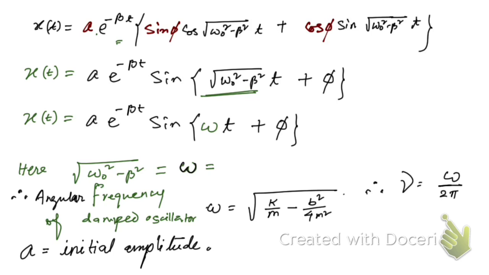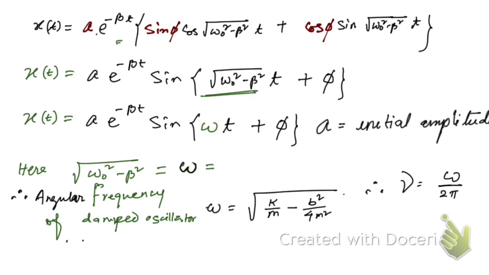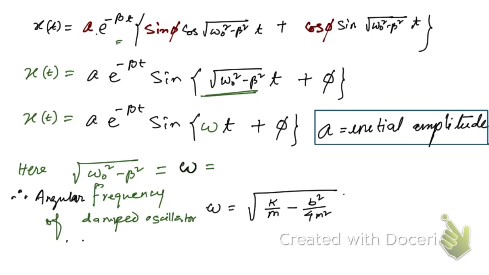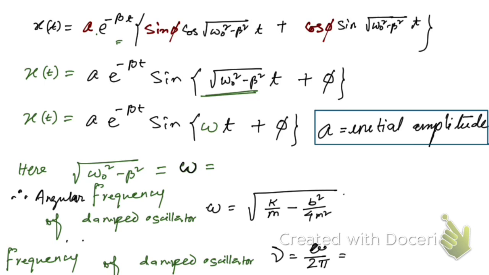So let me mention this amplitude here. The frequency of the damped oscillator can be written this way: nu is equal to omega by 2 pi, which means 1 by 2 pi root over k by m minus b square by 4m square. This is the frequency.